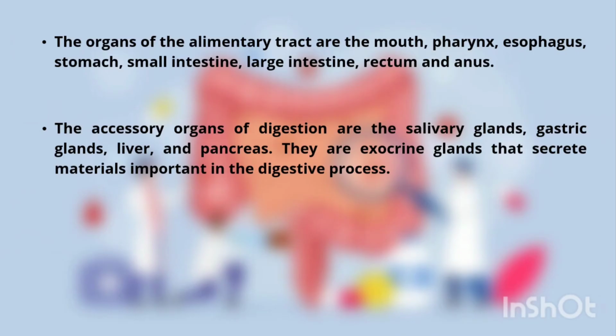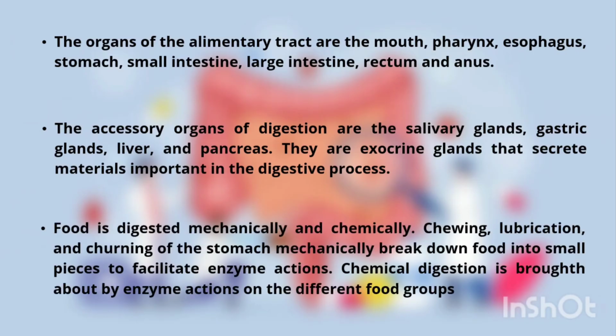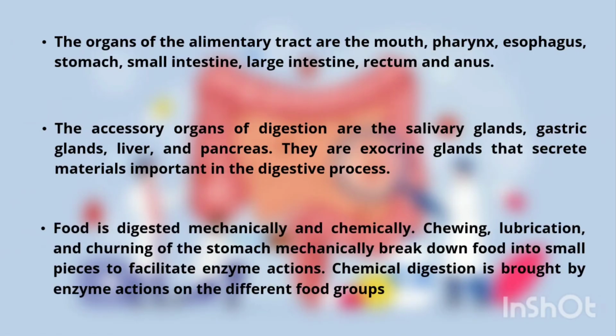They are the exocrine glands that secrete materials important in the digestive process. Food is digested mechanically and chemically. Chewing, lubrication, and churning of the stomach mechanically break down food into small pieces to facilitate enzyme actions. Chemical digestion is brought about by enzyme actions on the different food groups.